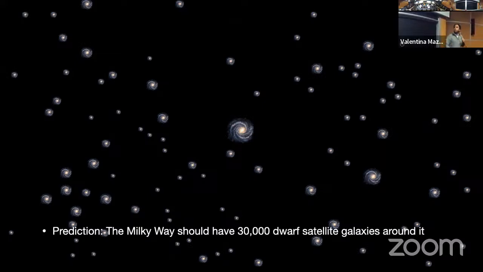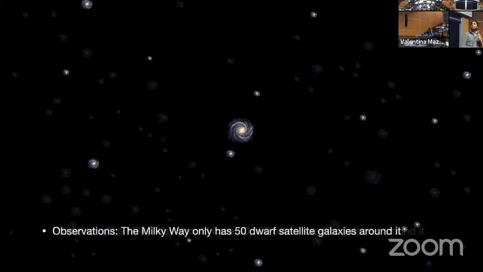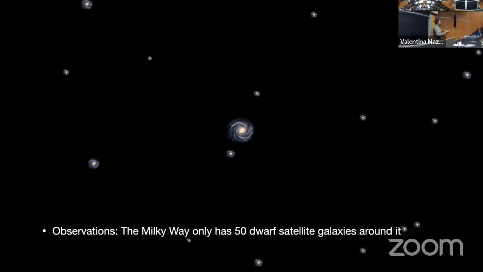model of cosmology, we predict that the Milky Way should have something around 30,000 dwarf satellite galaxies around it. Just like the picture here, many more. Today I spent probably half an hour copy pasting the galaxies here. I could not do 30,000. At some point I thought I should just do something else. In reality, for our Milky Way, we have only observed something around 50 dwarf galaxies. So there's something around a factor of 1,000 difference between what we actually see around the Milky Way and what these models of cold dark matter predict.